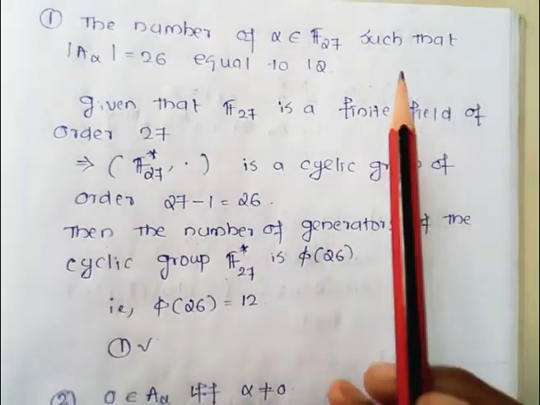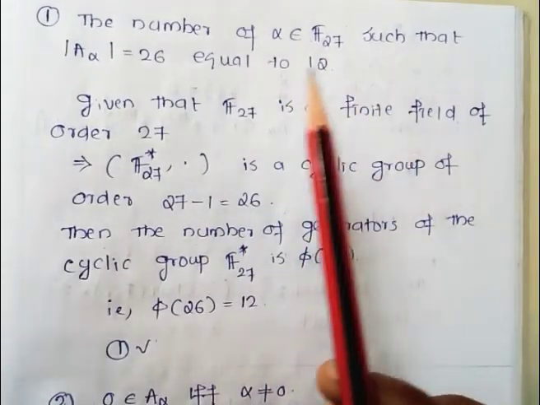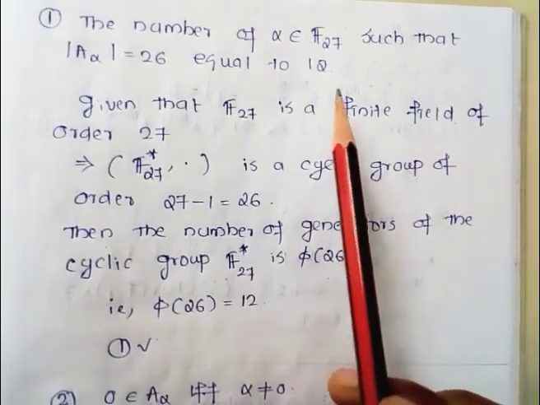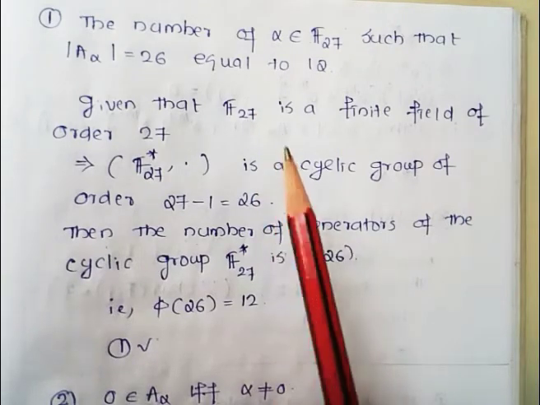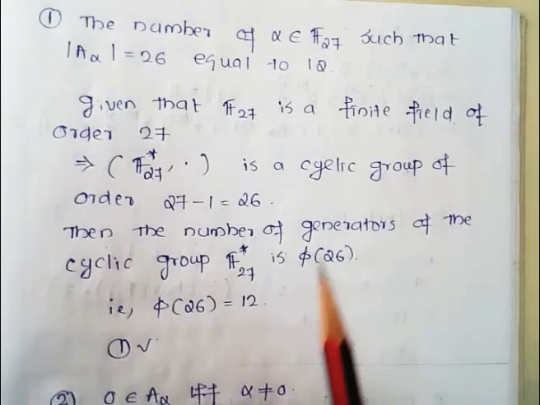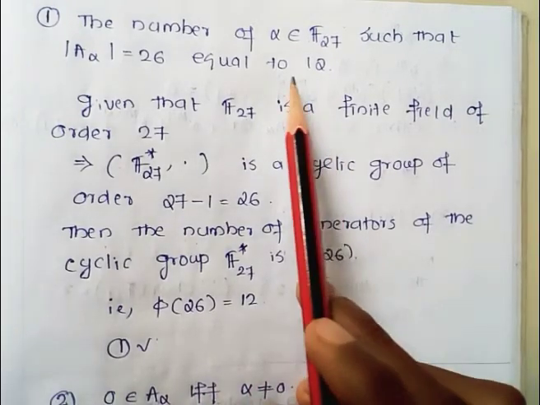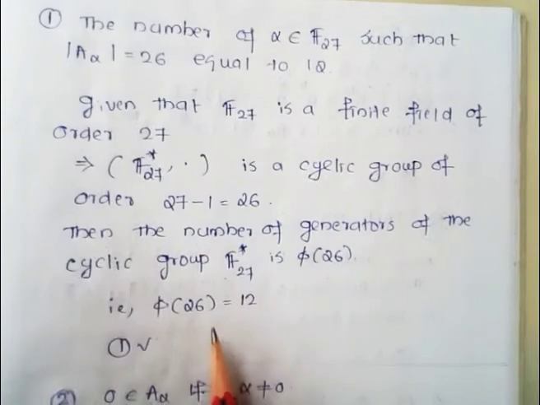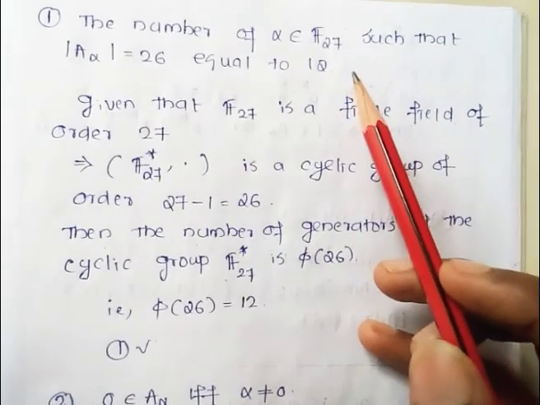So our option number 1, which says that the number of alpha belongs to F27 such that cardinality of A alpha is equal to 26 is 12, is the number of generators of the cyclic group F27 star, which is phi of 26. By calculation, we get phi of 26 is equal to 12. So our first option is a correct option.